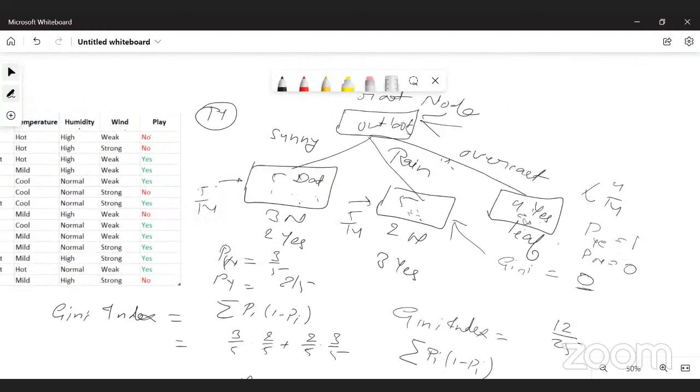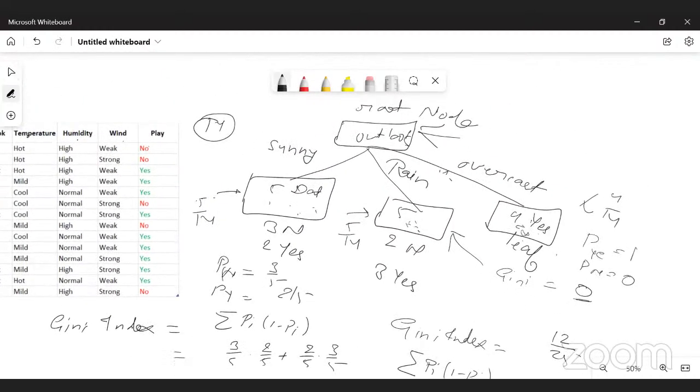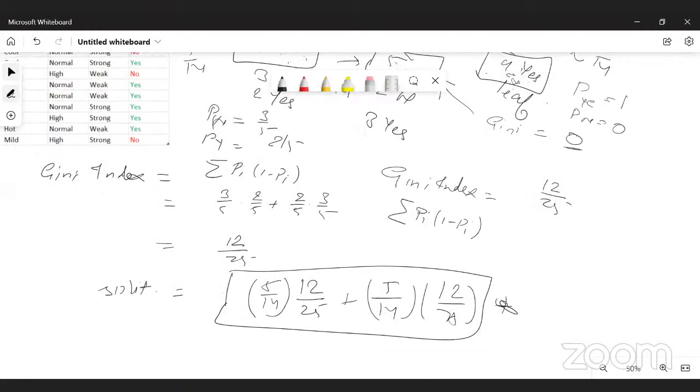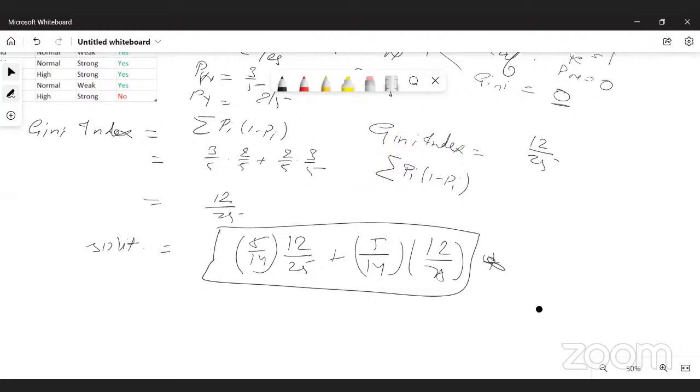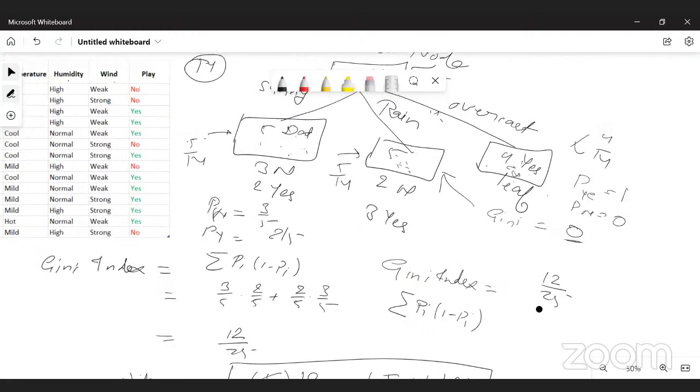I mean, if I choose Outlook to split a data set, I will split into 3 nodes, and the total Gini index of the split will be what? It will be the weighted sum over the Gini indexes. Okay. So what will be the weights here? Weight will be the proportion of the data points.